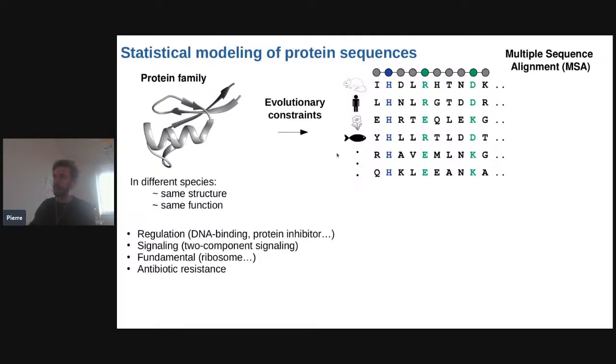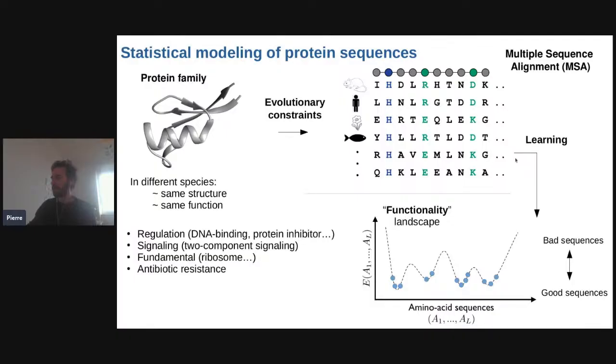The idea of this generative modeling is that during evolution there are strong evolutionary constraints on these proteins, because they have to maintain their function. So if you align members of the families that you find in different species, you will find strong statistical patterns, like amino acids that are completely conserved, or columns of the alignment that are very correlated, and this should be indicative of function.